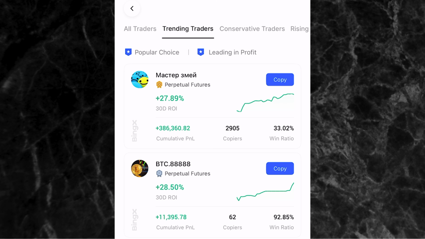I can see the second person right here. Now, this person has only 62 copiers. But you might be wondering why is this person trending right now? Now, you can see the win ratio. This person has 92% win ratio, which is good. So this means that out of maybe 100 trades, this person has won 92 trades, which is very, very good.